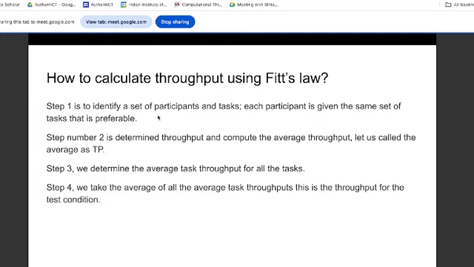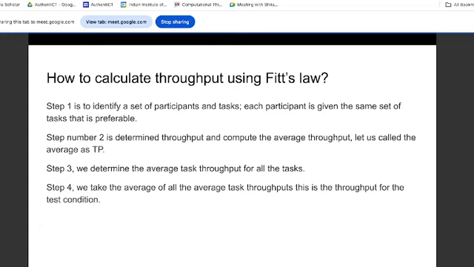The first step is to identify a set of participants and tasks. It is a large number of participants, and we also have to find out what task they will perform. Each participant is given the same set of tasks, which is preferable. Then step number 2, we determine the throughput for each person, and then compute the average throughput. So it is the average of how all the people perform this task, and there will be some equation of ID and task time, MT.